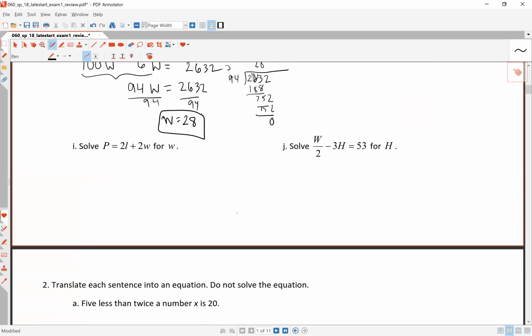Letter I. When I want to solve for W, I get all the pieces on the other side that don't have a W. Whatever I solve for, I want everything else on the other side. So the P is on the left side, that's fine, and I don't want this 2L, so I subtract it from both sides. P minus 2L equals 2W. Now I don't want the multiplication by 2, so I divide both sides by 2. It gives me W equals P minus 2L divided by 2.